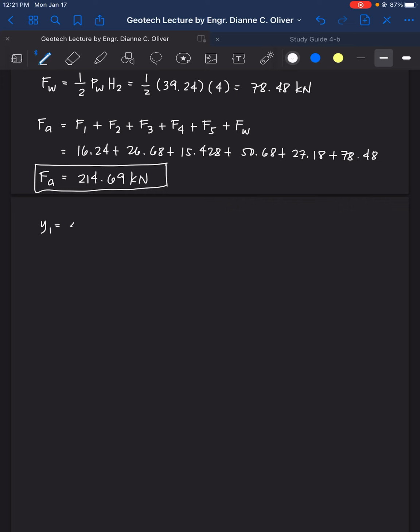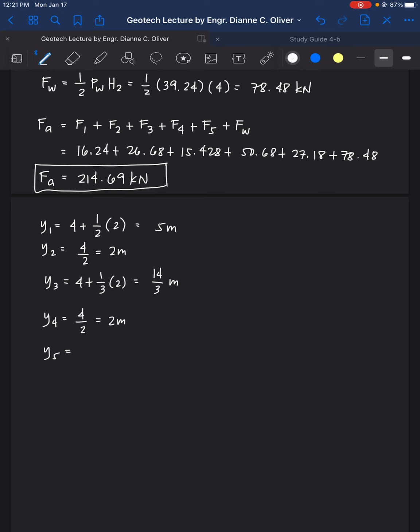Okay, so let's write that all here. y1 is 4 plus 1/2 of 2. That is equal to 5 meters. y2 is 4 divided by 2, and that is 2 meters. y sub 3 is equal to 4 plus 1/3 of 2, and that is equal to 14 over 3 meters. y sub 4 is equal to 4 divided by 2, that is 2 meters. Then y sub 5 is the same as y sub water, or yw, that is 1/3 of 4.